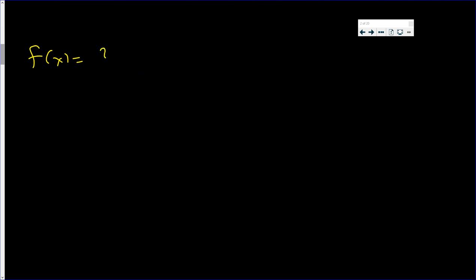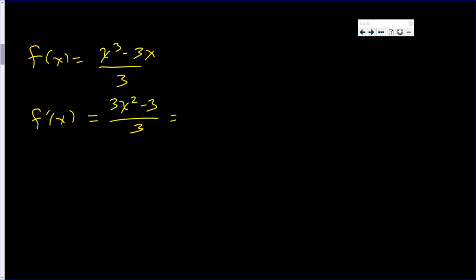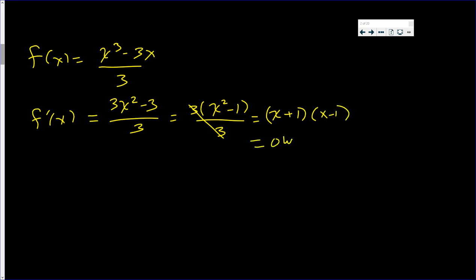Suppose you come to know that f of x is x cubed minus 3x over 3. So the first derivative, well, the constant 3 just stays there. The first derivative is 3x squared minus 3 over 3. You can factor out the 3, and it'll kill off with the 3 in the bottom. And then you can factor x squared minus 1 into this. And this equals 0 when that's 0, which is when x is negative 1, or that's 0 when x is 1. Oops, I didn't mean to do that. I apologize.